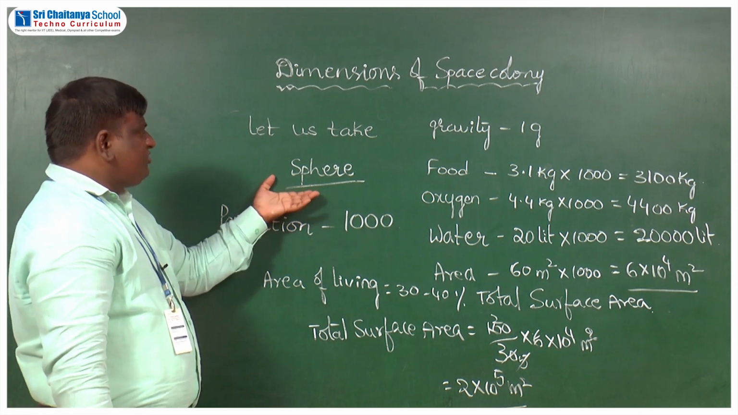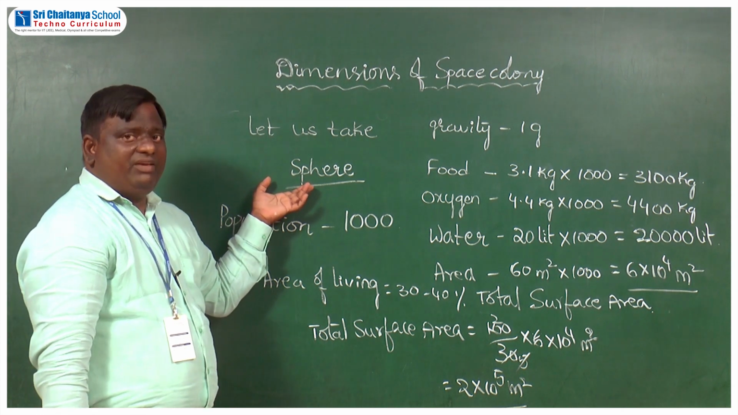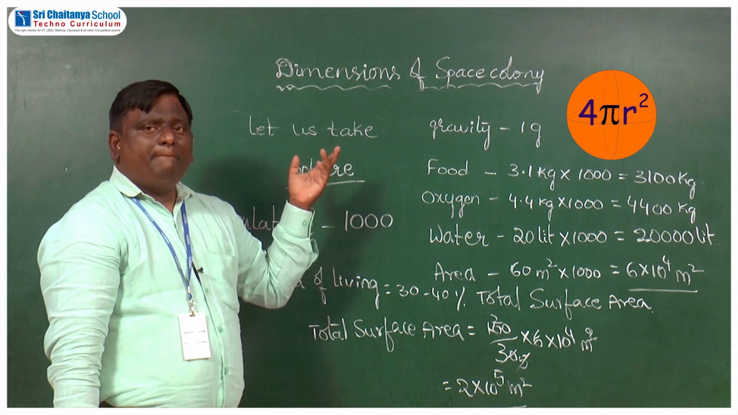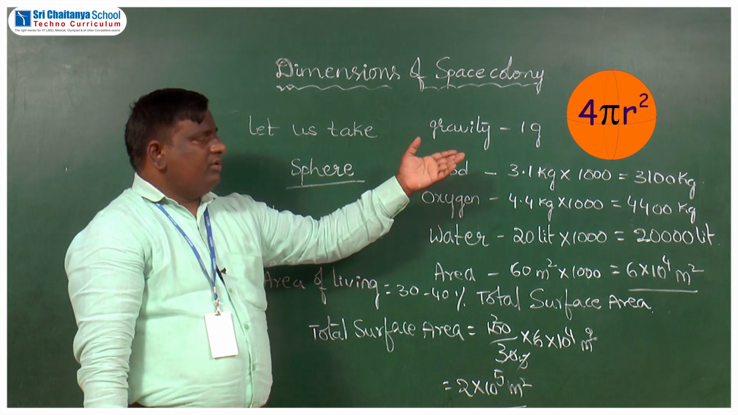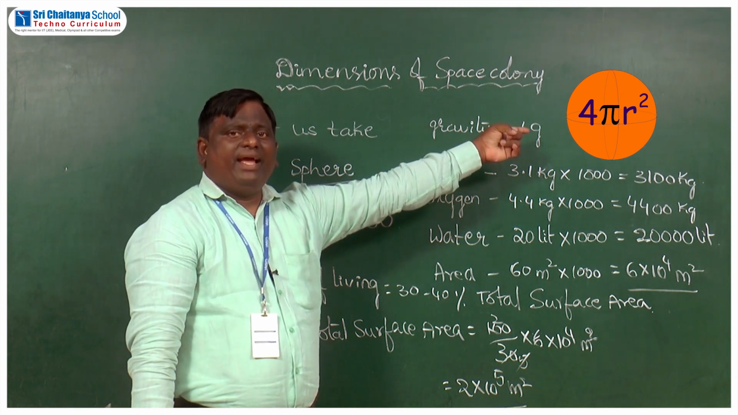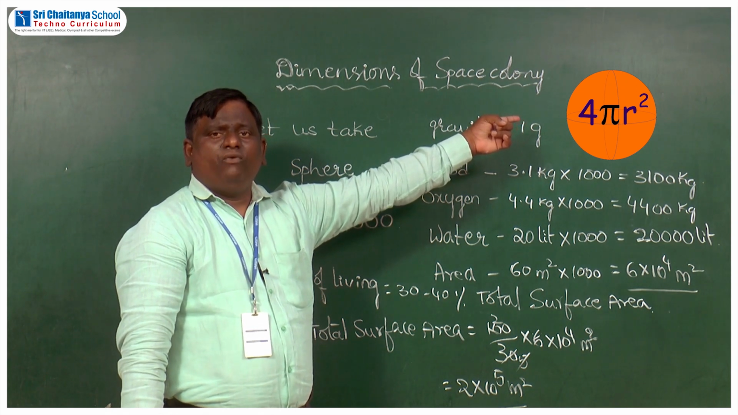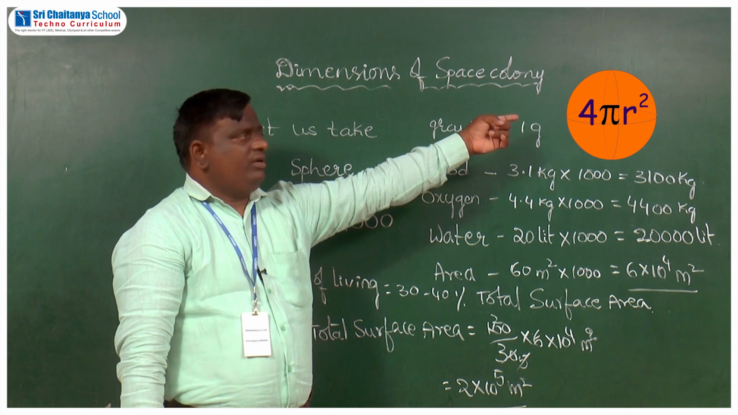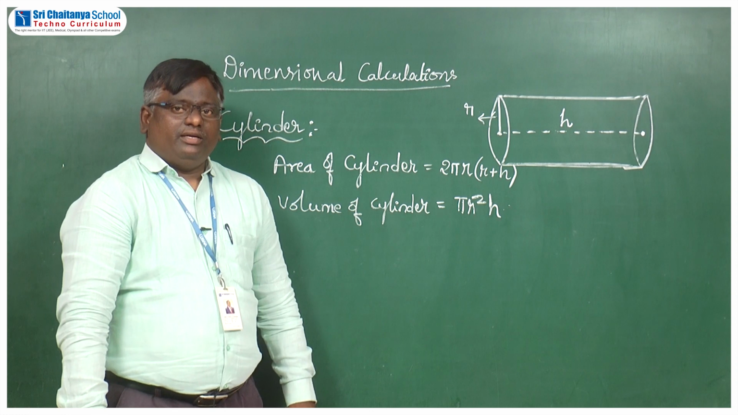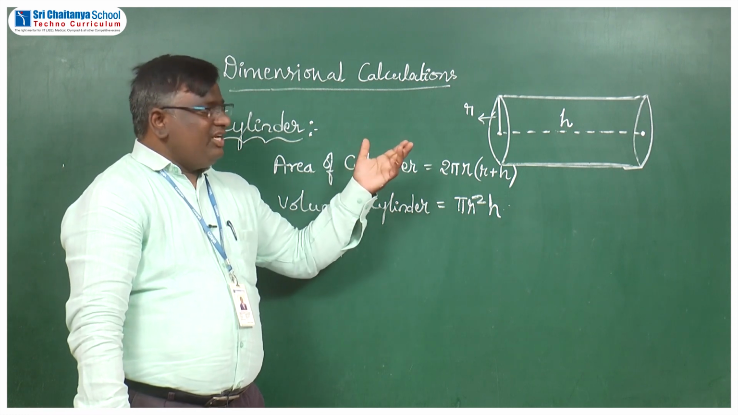But in the case of a sphere, the total surface area will be given by a formula. What is the formula? 4 pi r square, as shown here. The total surface area of the sphere is 4 pi r square. So children, now we are going to discuss the cylindrical shape.